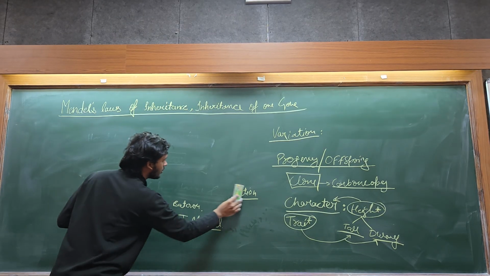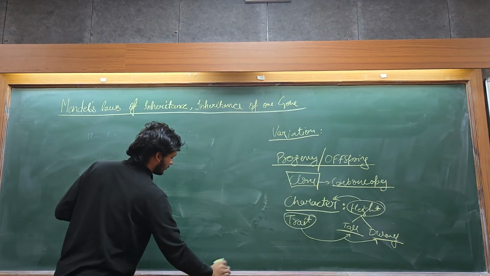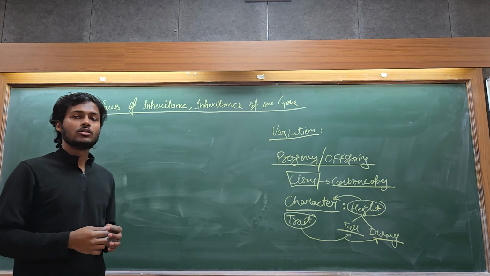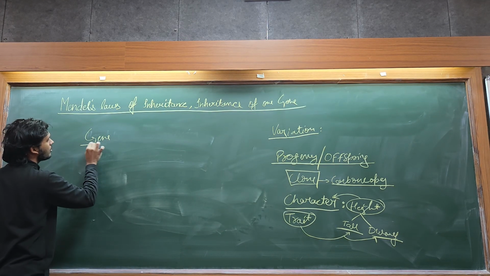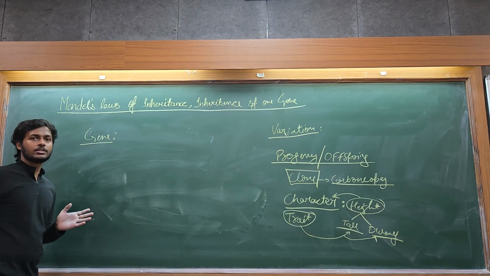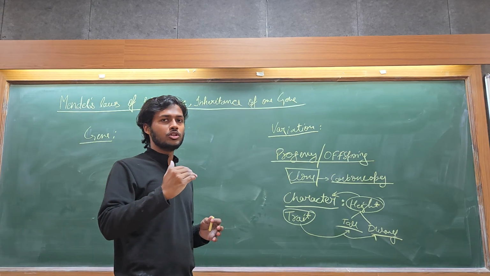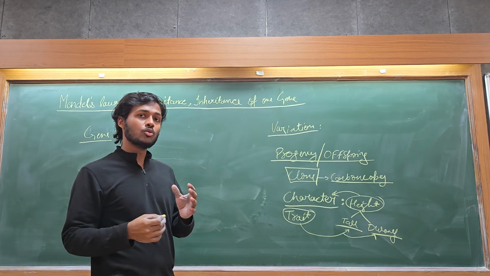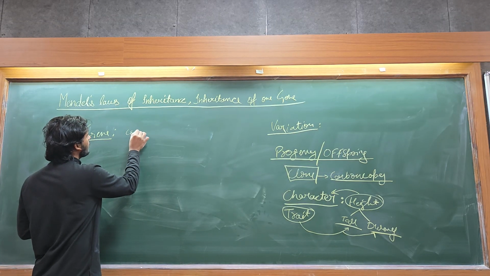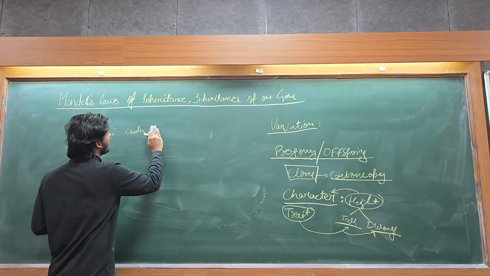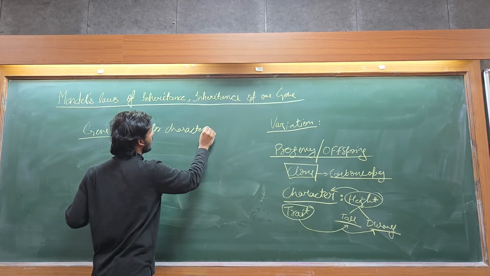Moving on to the next important terms, genes and alleles. What is a gene? A gene is something present on a chromosome at a specific position which codes for the character of individuals. More specifically, they code for traits.